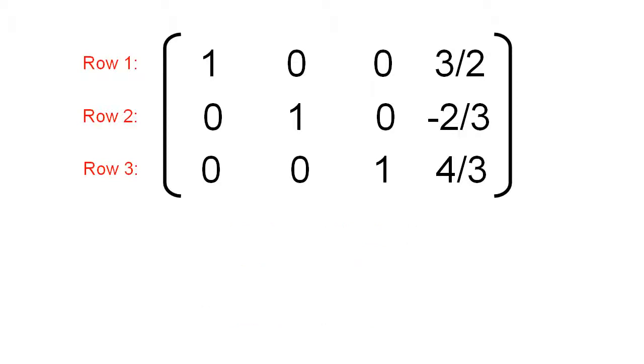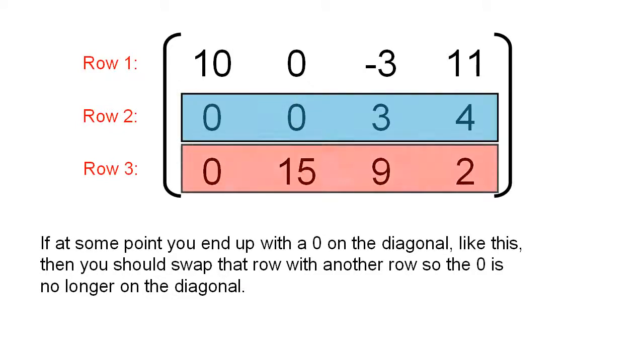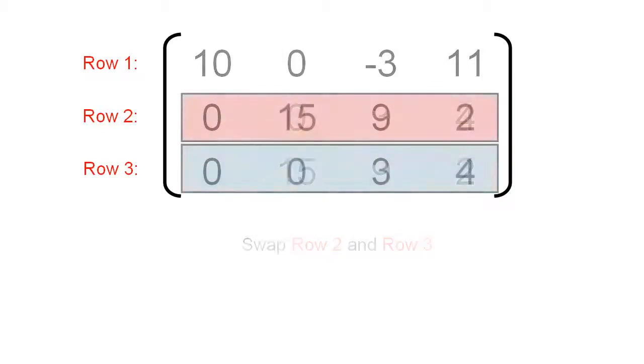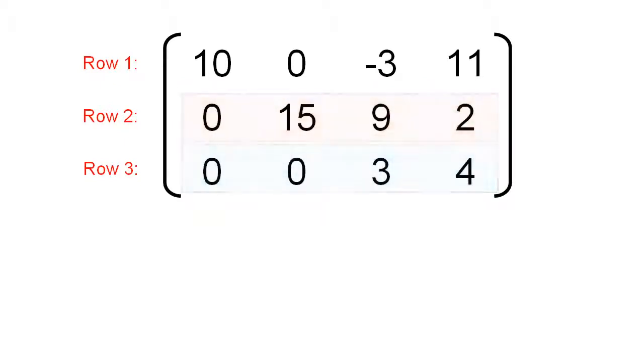I do want to make one more remark about this. If at some point you end up with a 0 on the diagonal, like in this example, then you should swap that row with another row so the 0 is no longer on the diagonal. So we would swap, say, these two rows here, and then we end up with something that does not have the 0 on the diagonal, and then you proceed as before. And that's basically how you do it. The strategy is to get your lower and upper triangles of zeros there and non-zero diagonal.